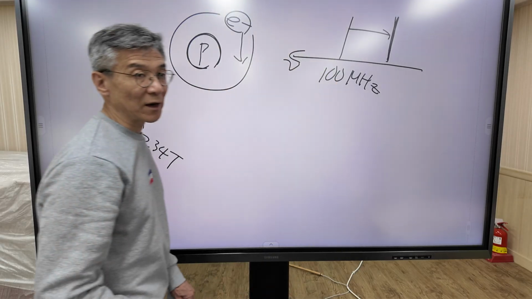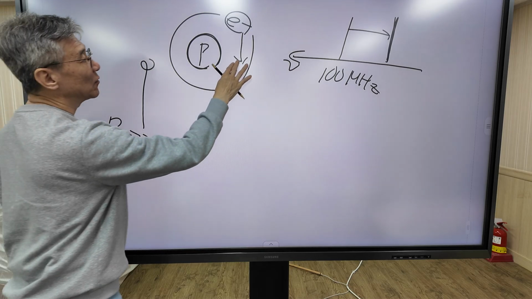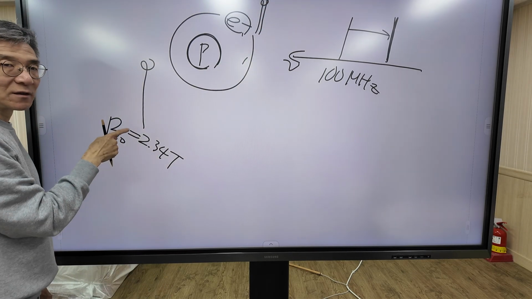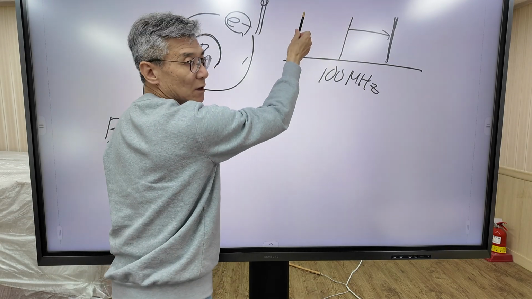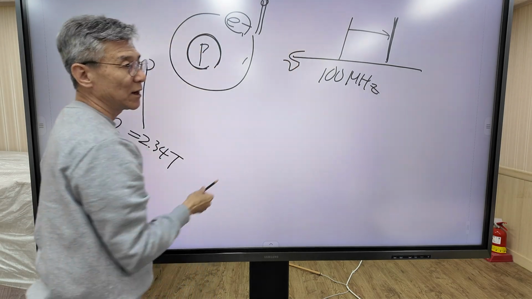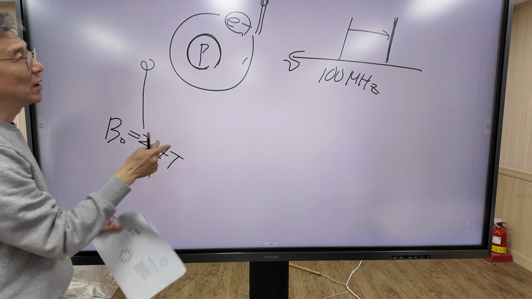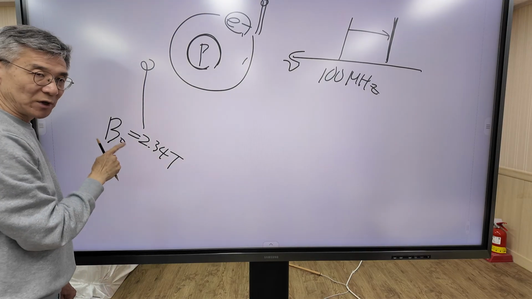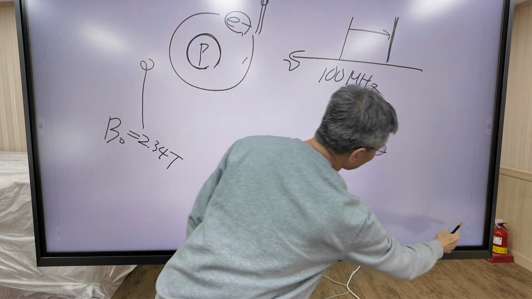Than 100 megahertz, right? But sometimes the opposite occurs. Sometimes the electron generates a magnetic field in the same direction. So in this case, the precession frequency is higher than 100 megahertz. A classic example is the benzene molecule. In the benzene molecule, the electron generates a magnetic field in the same direction as B0. What happens in the benzene molecule?